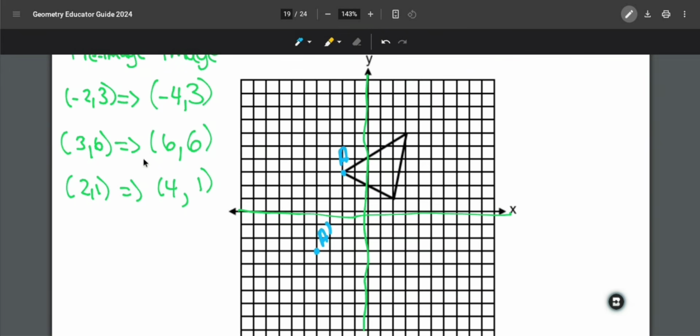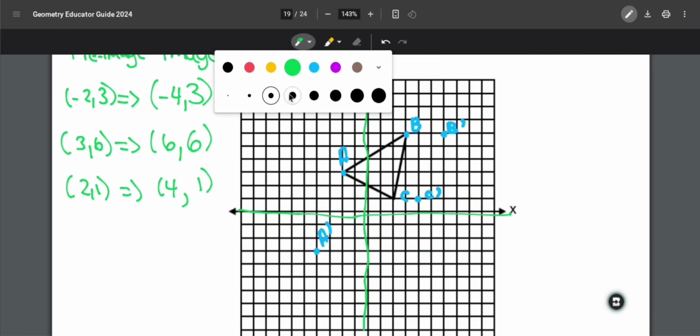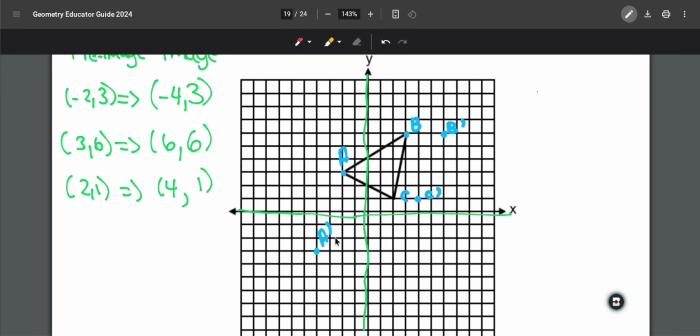Now, the second point, 3, 6, was right here. So I'm going to call this B. So this was 3, 6. Now it has become 6, 6. So I'm going to go to, so this is going to be my B prime. Okay? And then for my point C, it was at 2, 1, and now it's at 4, 1. That is my C prime. And then I'm going to connect the points all together.